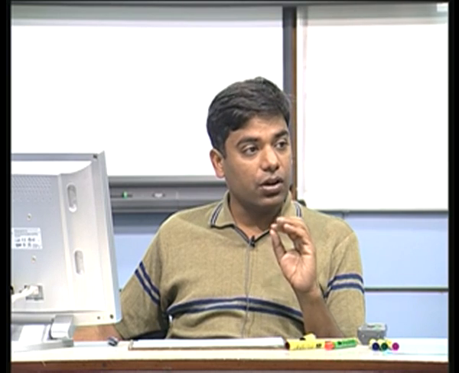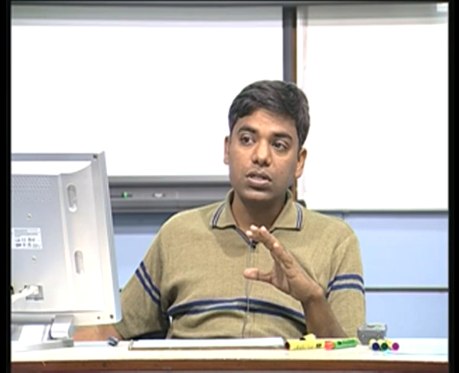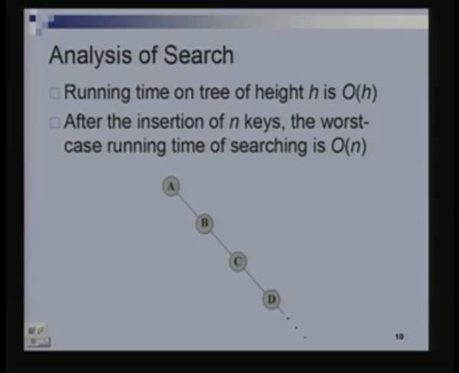Now h, recall, can be very large. I might have a tree on n nodes whose height is order n. We'll see in what kind of situation this happens, but note that the height of the tree could be very large. The search time is only order h, the height of the tree, but the height of the tree in particular can be as large as the number of nodes in the tree.